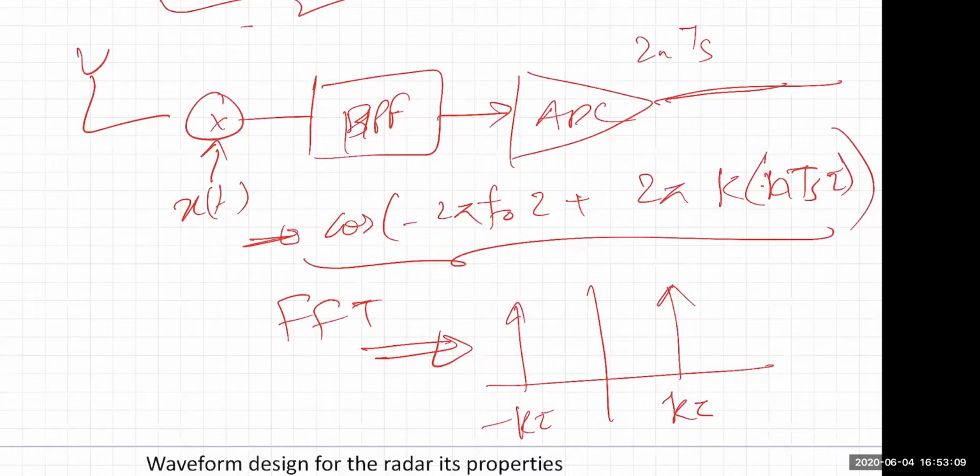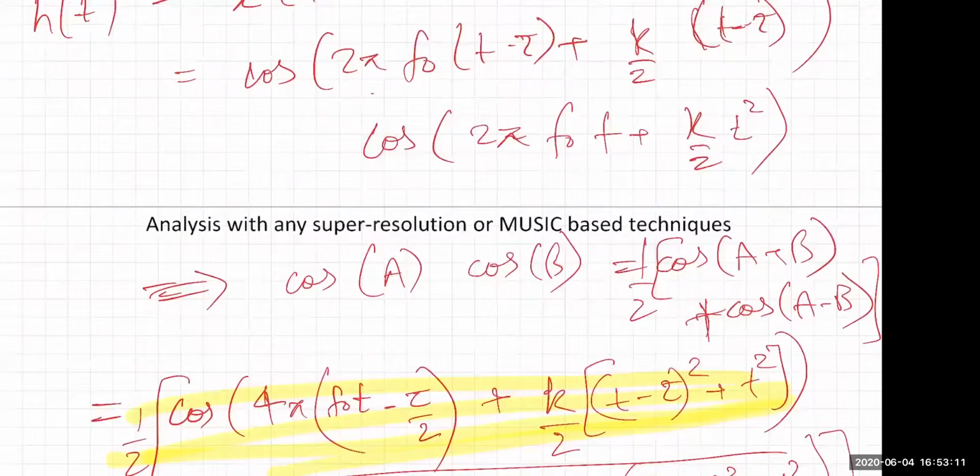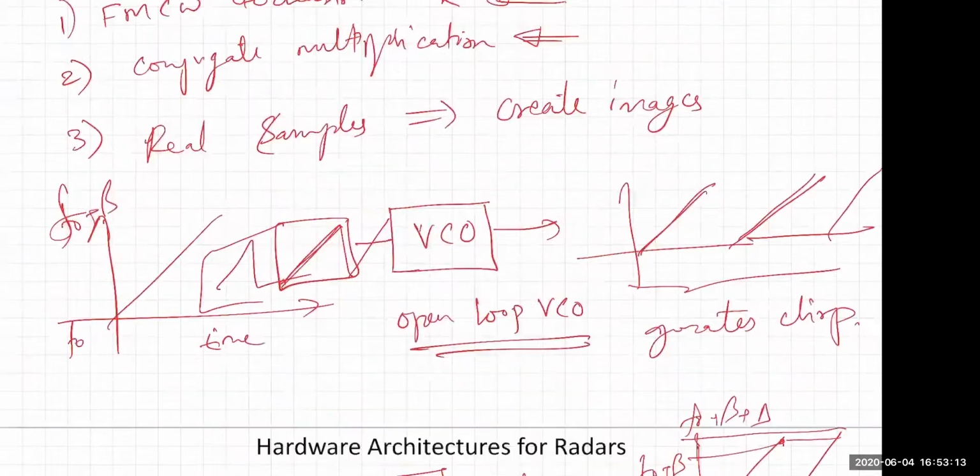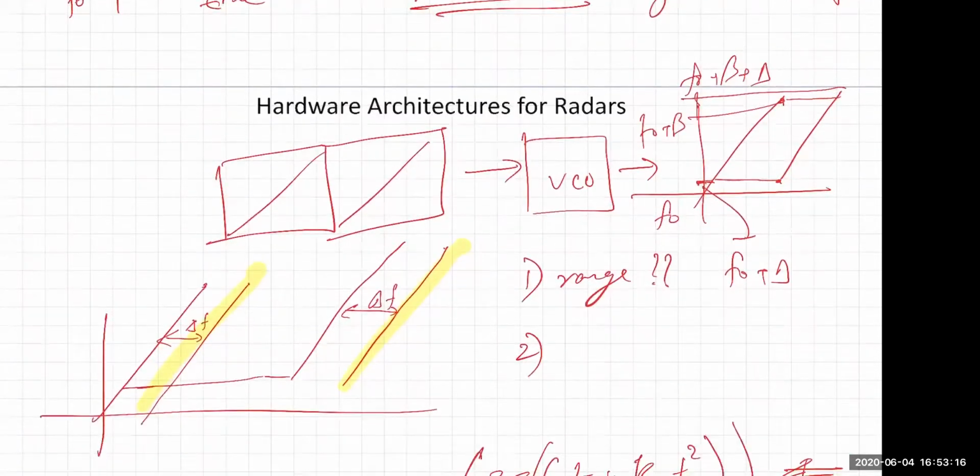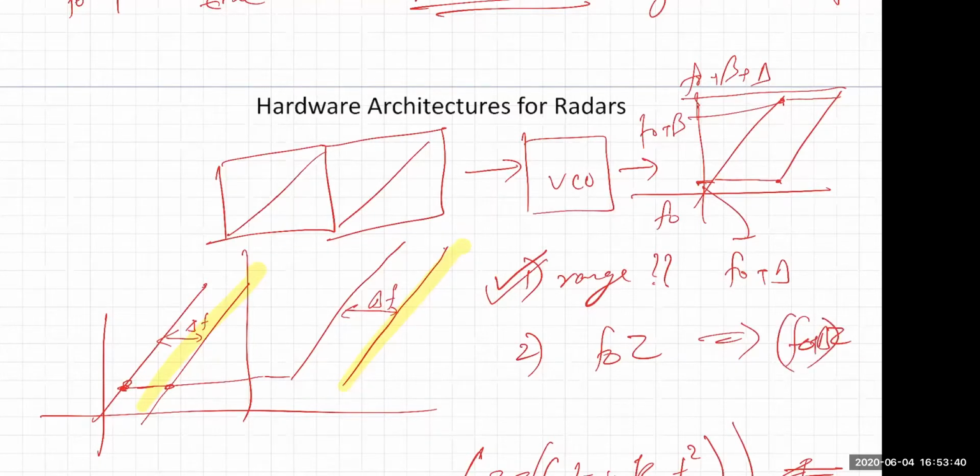Now, this goes back to your question. What happens when you have an open loop VCO? The problem with the open loop VCO is, will you get range accurately? You will get range accurately, guys. What the problem will be here is that the f0, which you have for f0 tau in the first chirp, will change to f0 plus delta in the next chirp. Everyone with me on this?